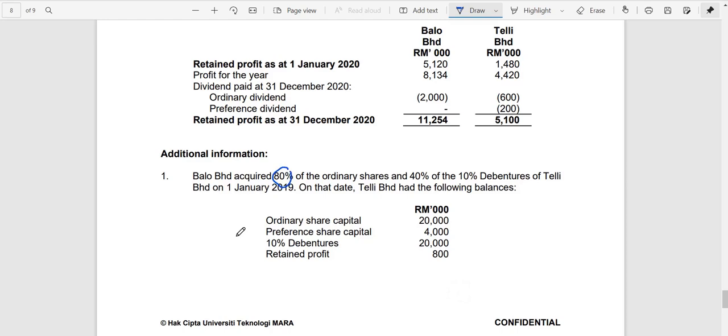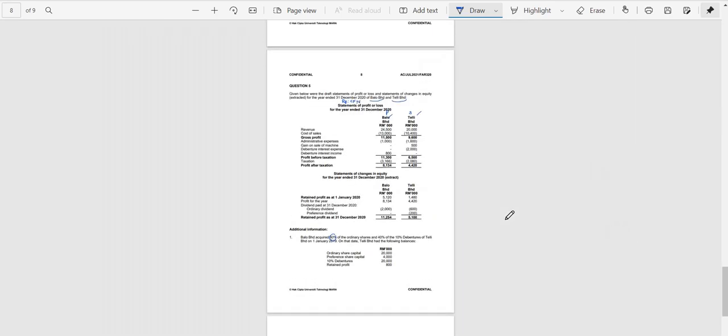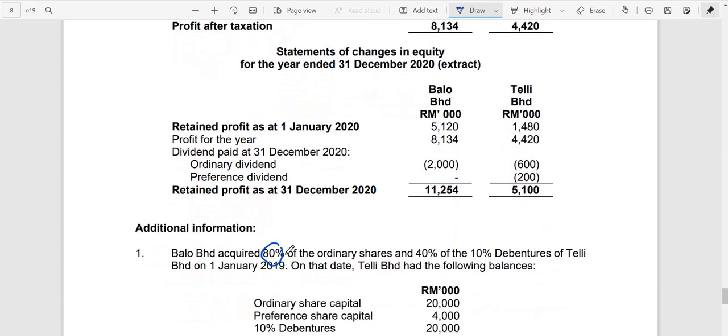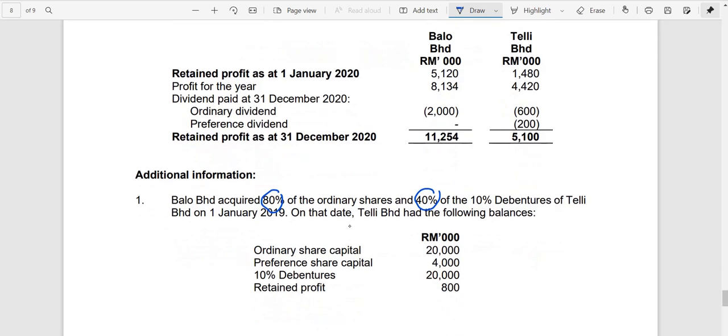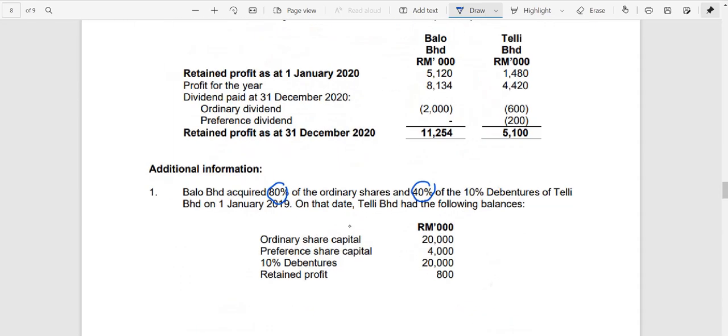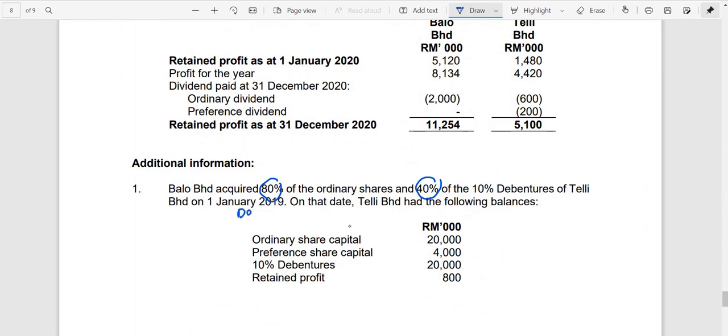80% is the shares being acquired. So the holding company holds 80%, and at the same time the subsidiary has 20% non-controlling interest in it. Then we have another one, the acquisition of the debenture of Tele. The remaining debenture holders will hold 60% because the parent holds 40%. And the date of acquisition is on 1st of January 2019.